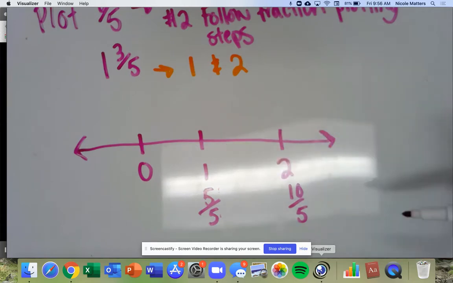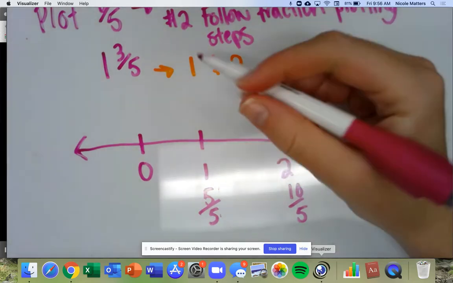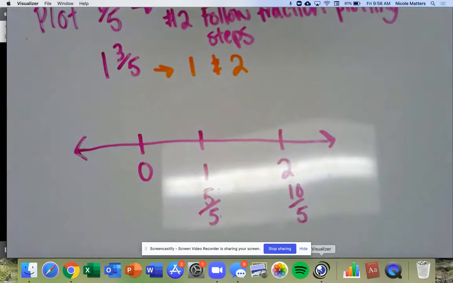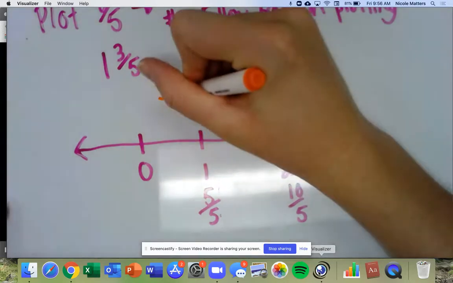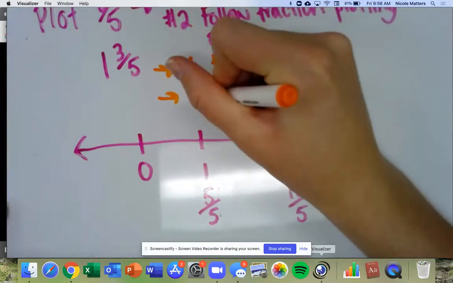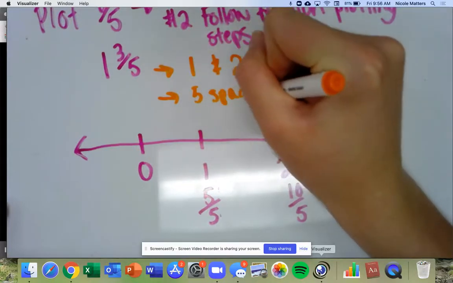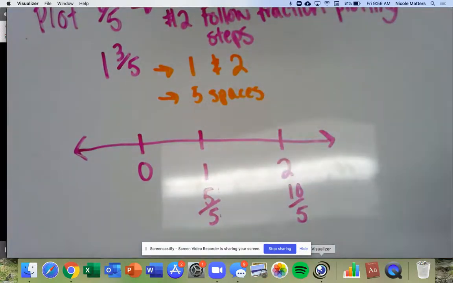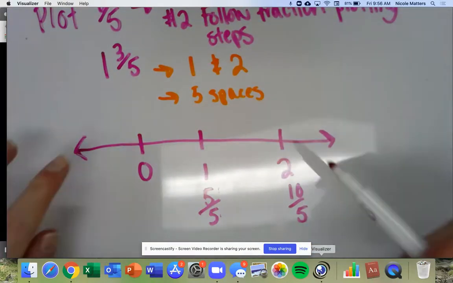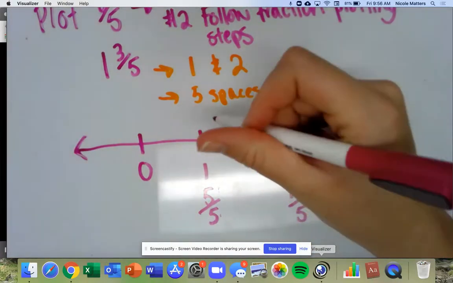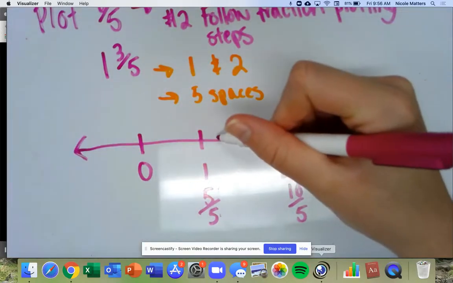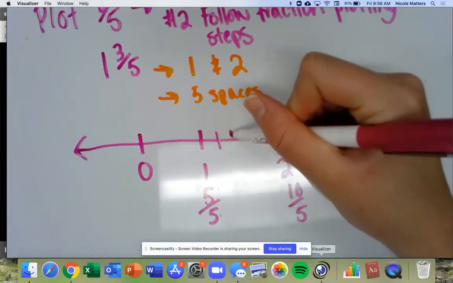Now my second step is then I know I need 5 spaces, because I looked at my denominator. So, and that needs to be in between 1 and 2. 1, 2, 3, 4. There's my fifth.